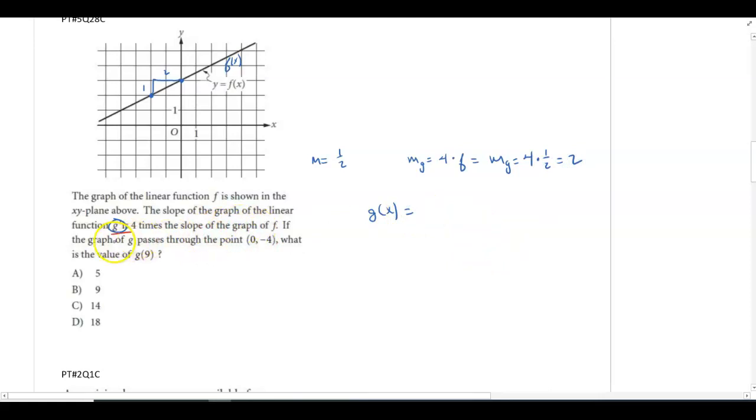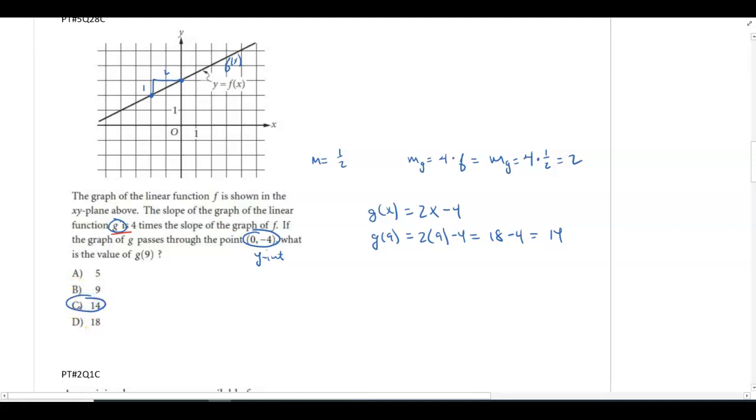So it says if the graph of g passes through the point 0, -4, which I want you to recognize right away is the y-intercept, what is the value of g of 9? So we're looking to evaluate g of 9, which means we need the function. So we know the slope of our new function is 2, so it's 2x. And if our y-intercept is 0, -4, it's going to be -4. So now to evaluate g of 9, I'm going to input 9 in there. 2 times 9 minus 4 gives me 18 minus 4, which is 14. And that is letter C.